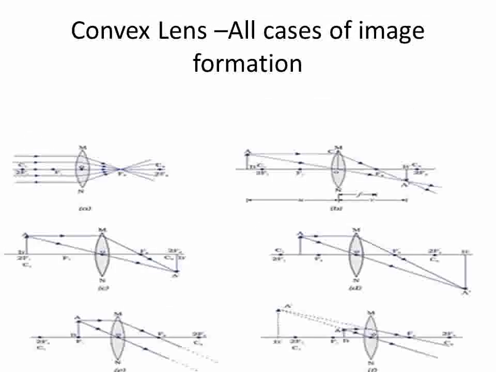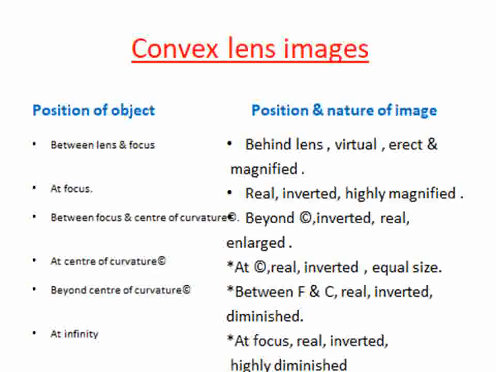Now, convex lens, all cases at a glance, at a time, and we can have this figure also for further discussion. Let us come to the convex lens images table. In the table, these are the various positions of the object as well as the position and nature of the image. Sometimes this table comes in the examination to fill in the blanks.